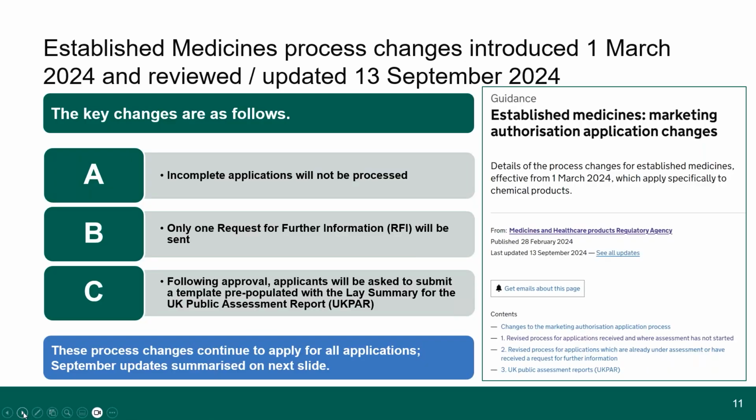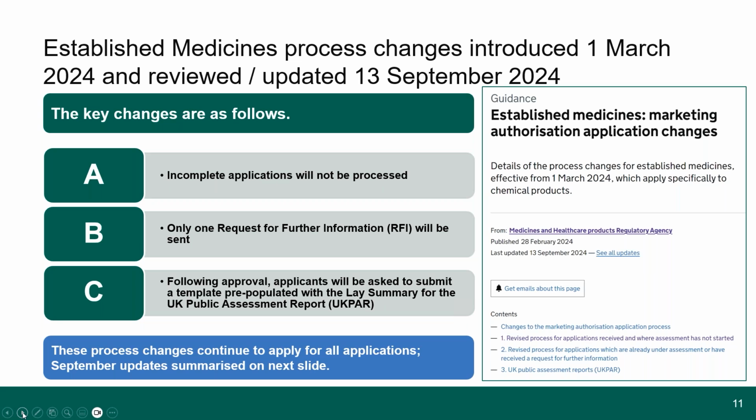So the process changes that we introduced on the 1st of March have now been in place for well over 6 months. We have reviewed them as we agreed to as part of a 3-month review, and I will come to our findings and what we're going to do on the back of that in the next slide. But just as a bit of a recap on what the process meant, what it actually changed about the way in which we're tackling these applications.